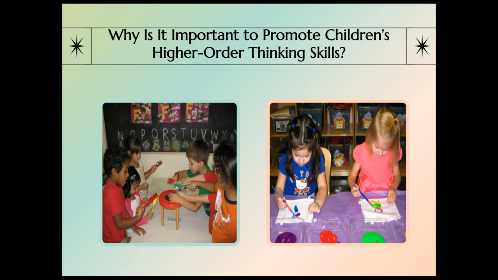So why is it important to promote children's higher order thinking skills? When you support these thinking skills, you help them to generalize knowledge. So it allows them to apply what they've learned in one situation to a new situation. They can use information to understand their world, rather than just memorizing facts. They also begin to understand the process of learning, and it makes students become more active learners.